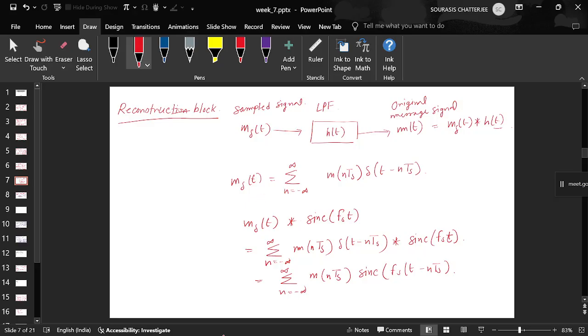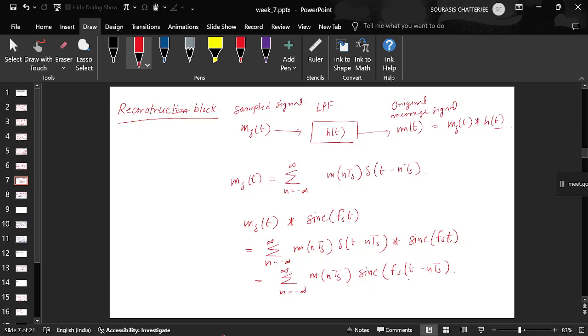So how do we express that? This is my sampled signal expression, and we are convolving it with the sinc function. This part, m(nTs), is basically the value of m at the integer multiple of the sampling period. So this part is constant, and this is a time domain impulse function. When you are convolving with the shifted impulse, the shift is being transferred to your original signal. That is what is happening here.